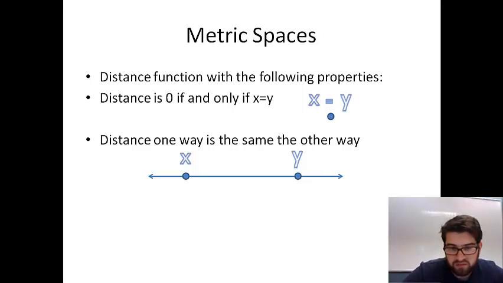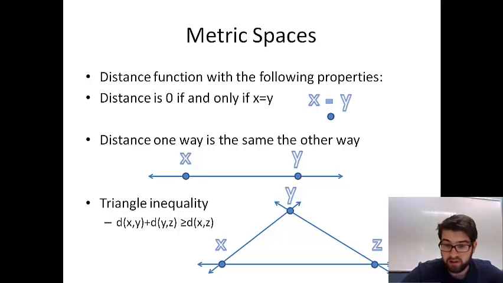So the distance from noon to midnight is going to be the same as the distance from midnight to noon. And that has to be a property of a metric space. And also the last one is going to be the triangle inequality.